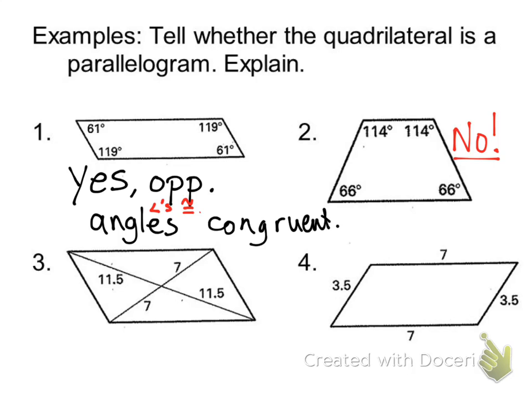All right, number 3, what are your thoughts? Yes. This one is yes. Why? The opposite sides are the same. We're not given any information about the sides. The sides would be like over here. What are those things that go across? They're diagonals. So yes, because the diagonals... What's important about the diagonals? They bisect each other. Good.